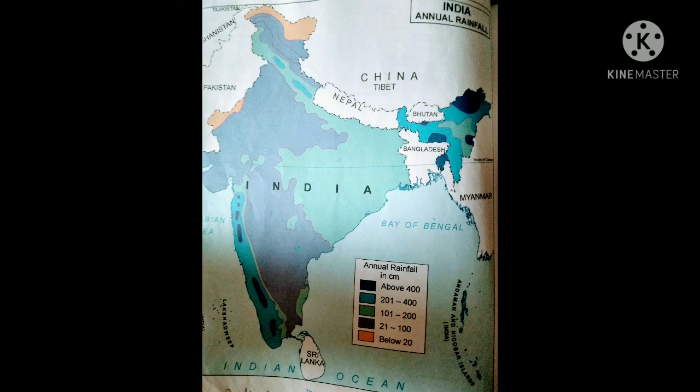So you can see, children, annual rainfall in centimeters. Dark blue color shows places with above 400 centimeter rainfall, and sky blue 201 to 400 centimeter. Sea green is showing 101 to 200 centimeter rainfall in this area, and the next color is showing 21 to 100, and yellow color is showing below 20 centimeter rainfall in this area. So different colors show different rainfall in different places.